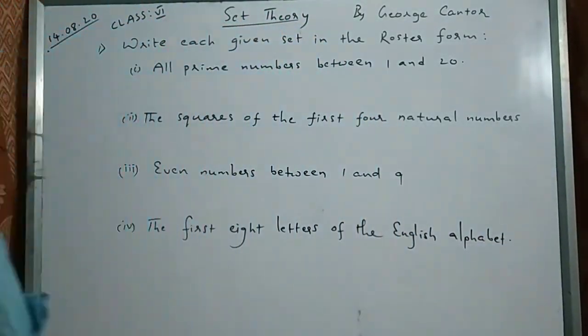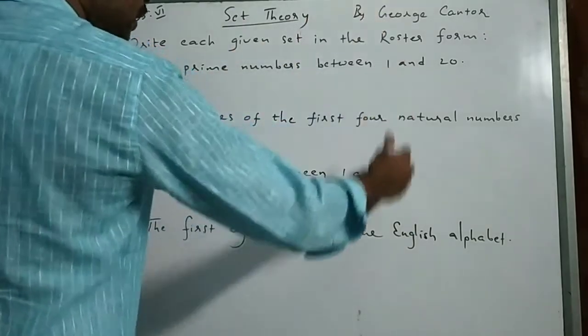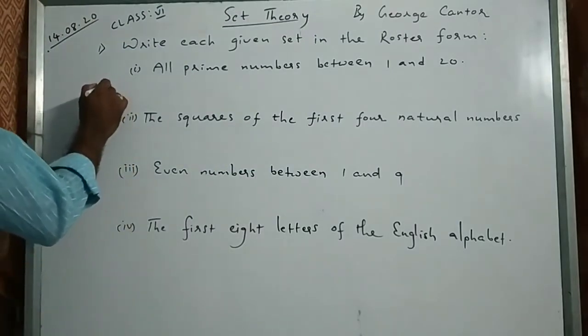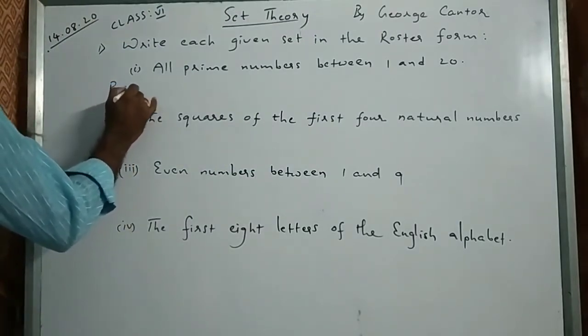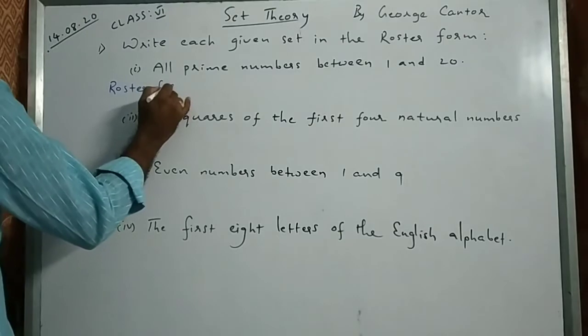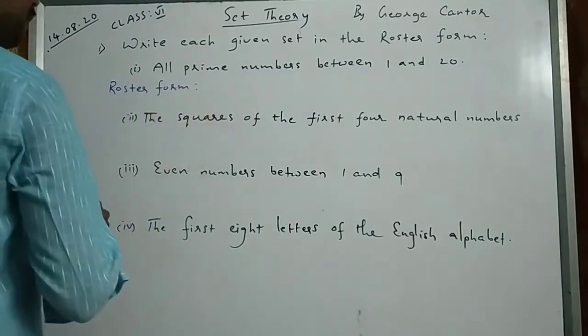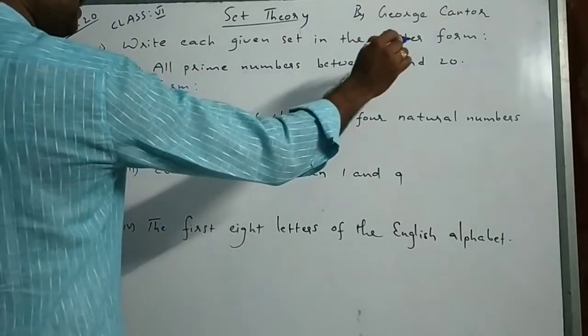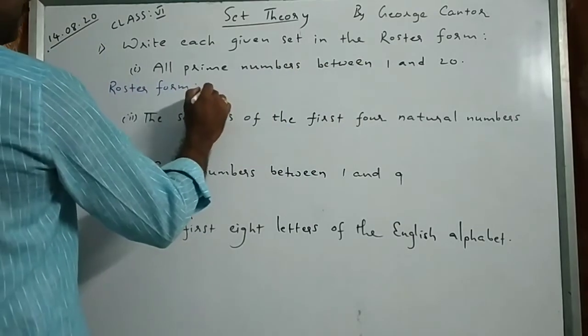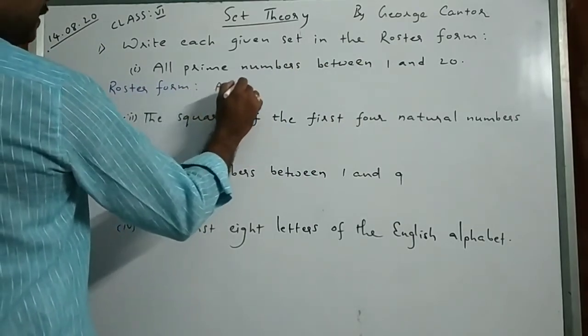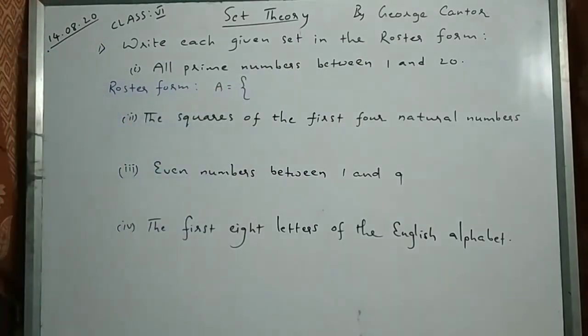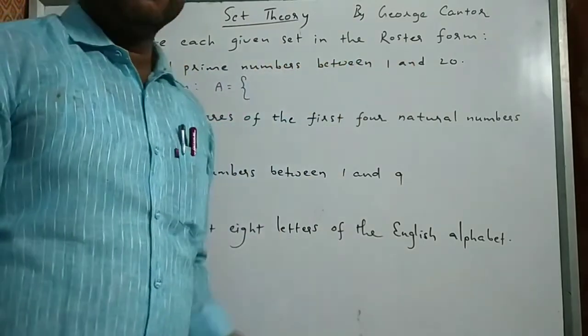Okay, let us see this first one. First solution we will see for this. Write each of the given set in the roster form. We are given all the description forms. I will write in the roster form. Okay, roster form. Let me take all prime numbers between 1 and 20. Let me take that set as A equal to set of. What are the prime numbers between 1 and 20?